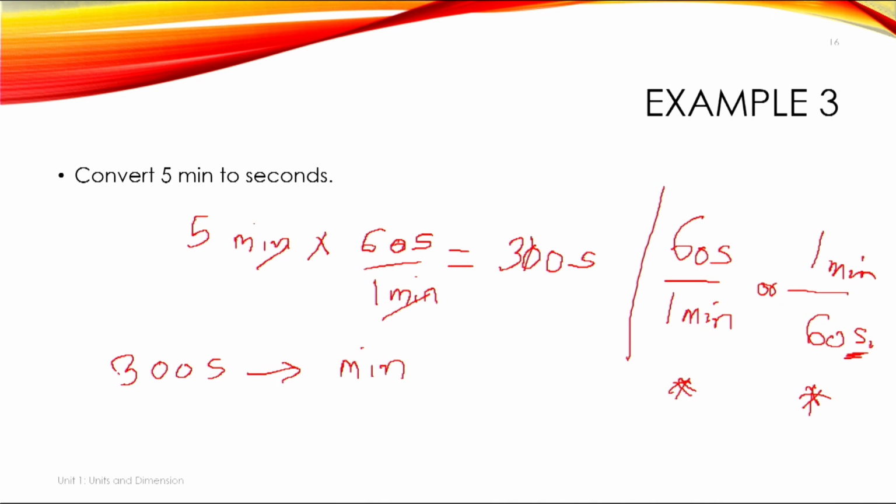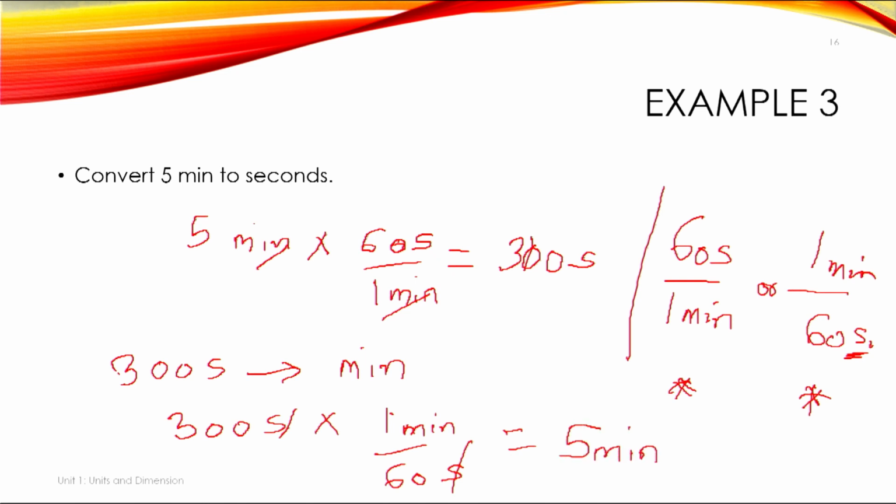Okay, so we have this 300 seconds multiplied by the conversion factor that can eliminate our seconds. And what will be that? That is going to be 1 minute divided by 60 seconds. So the seconds cancel out and we are left with what? Minutes. So if we divide 300 by 60, it will give us 5 minutes. So we have successfully converted from 5 minutes to 300 seconds, and at the same time converted from 300 seconds to minutes. That is 5 minutes.